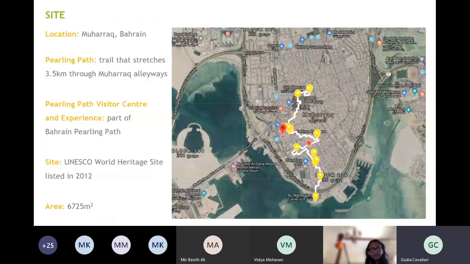The site is located in the historical district of Muharraq in Bahrain, and it is part of Bahrain Perlin Trail that stretches for about 3.5 kilometers through the alleyways of Bahrain. You can see here on the Google Maps picture, and in red is the precise location. And it covers an area of about 6,700 square meters.